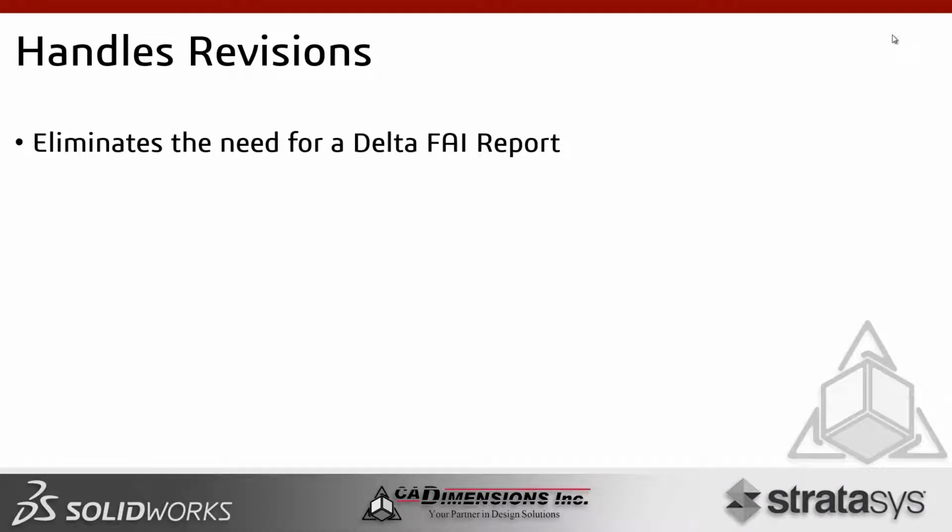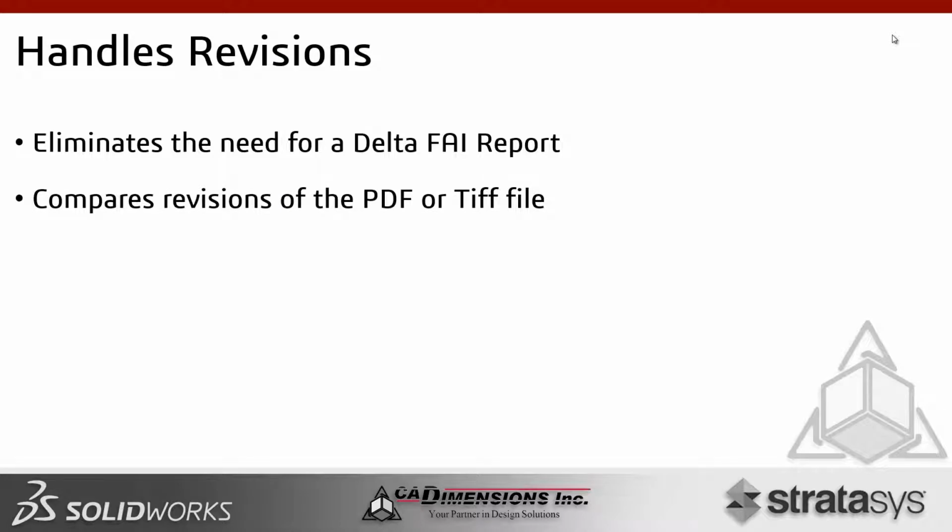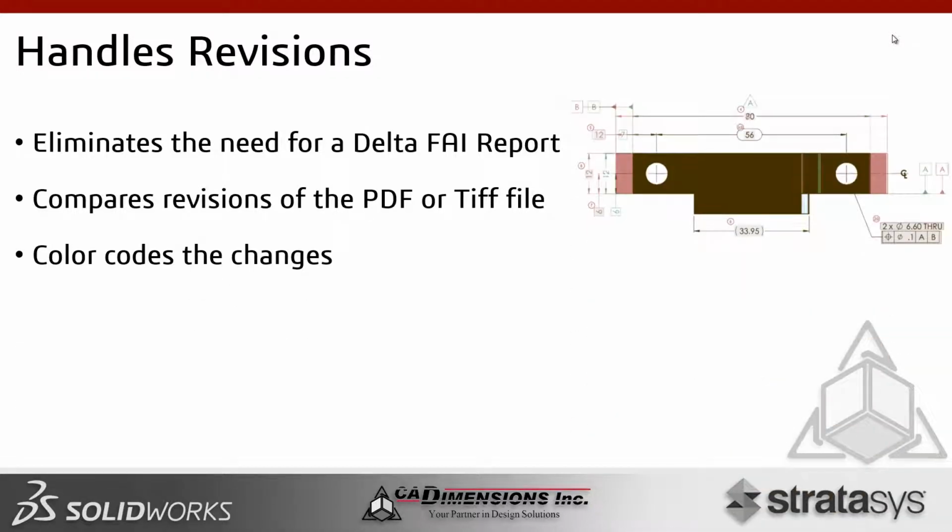Handles revision. So this is something we talked about, and because it handles revision, it can eliminate the need for a Delta first article inspection report. So it compares revisions of the PDF or TIFF file. SolidWorks Inspection's formats are PDF or TIFFs, so you can look at revisions of either. And it does color code the changes. It basically overlays the two different drawings that you specify, or the two different PDF files, and based on its overlay, it'll tell you what has changed and what has not changed.